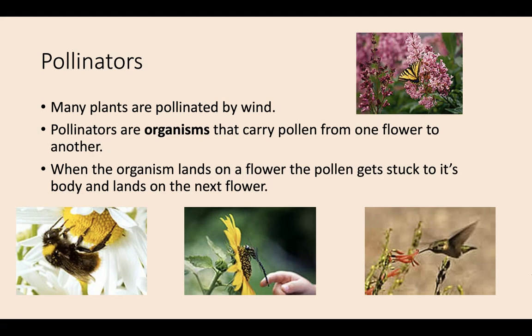So sometimes plants get help. Many plants are first pollinated by the wind, but pollinators are animals. Those are organisms, living things that carry the pollen from one flower to another. These are things like bees, hummingbirds, butterflies, dragonflies. We've got this win-win relationship with the organism and the flower, the plant.